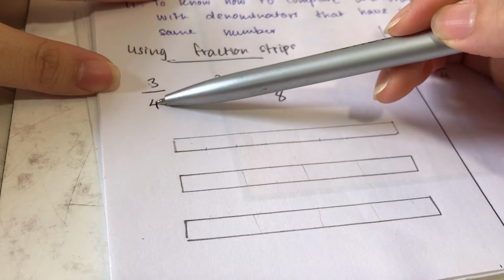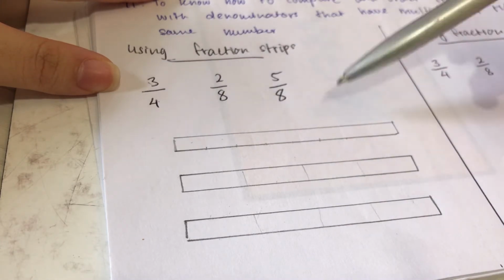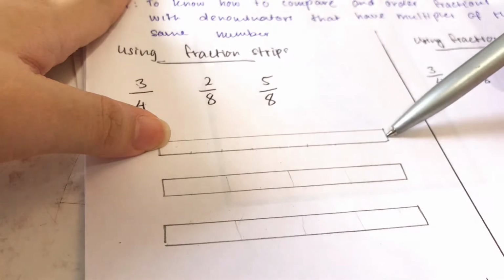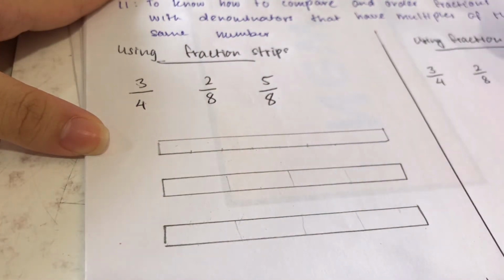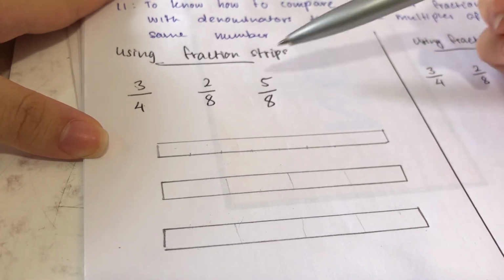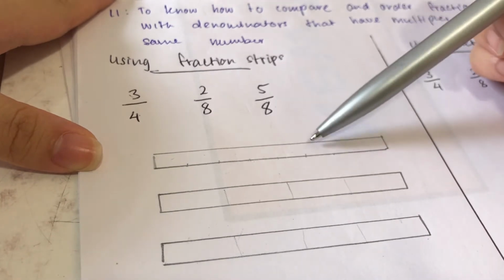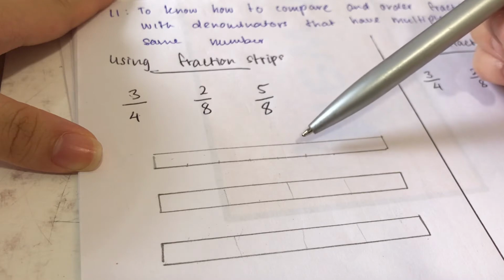So we have 3 quarters or 3 over 4 here, and we have 2 eighths or 2 over 8, and 5 eighths or 5 over 8. How do we represent them in fraction bars? So these 3 bars are exactly the same length. Each of them are exactly the same. Now what's different is that we're going to divide it into different numbers of parts.